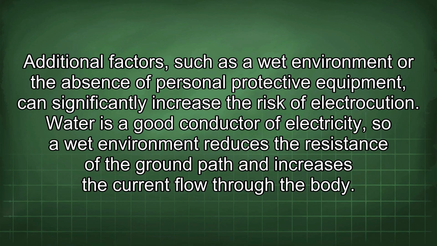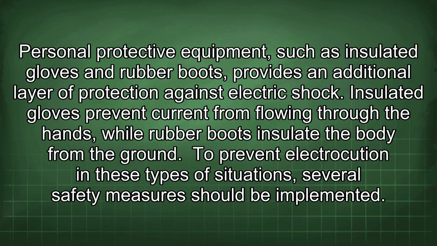Additional factors, such as a wet environment or the absence of personal protective equipment, can significantly increase the risk of electrocution. Water is a good conductor of electricity, so a wet environment reduces the resistance of the ground path and increases the current flow through the body. Personal protective equipment, such as insulated gloves and rubber boots, provides an additional layer of protection against electric shock. Insulated gloves prevent current from flowing through the hands, while rubber boots insulate the body from the ground.